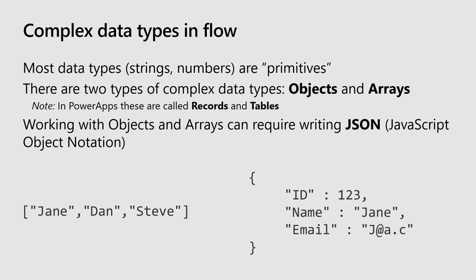And likewise, in Power Apps, objects are called records. So a record is what you can see on the right here, and that's just a series of properties that may point to primitives or even other complex types. You can have records inside of records inside of records, or tables inside of records, or in the JSON terminology, objects inside of arrays, etc. So these can be really as complex as you need to define your data structures inside of your flow.